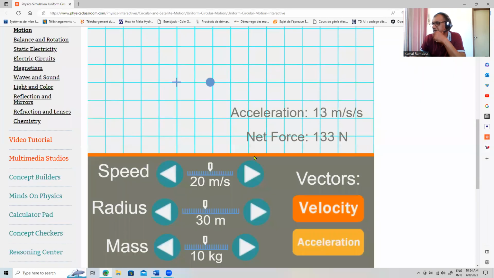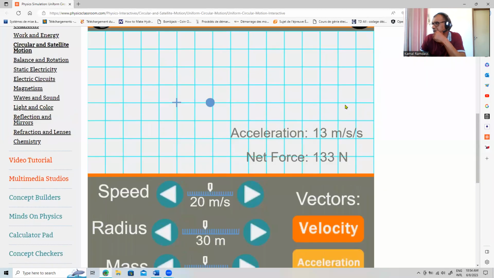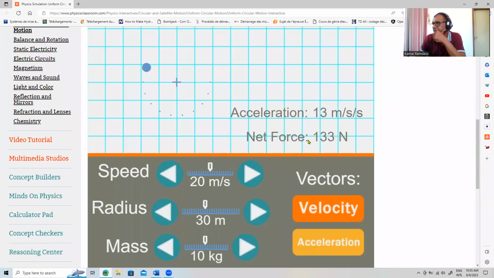Nous pouvons dire que, si on augmente la masse, la force va augmenter pour garder le même type de circular motion. Correct? Et la force va augmenter d'une façon proportionnelle. Et dans ce cas-là, 10 kg, c'est 133 newtons, 20 kg, bien 266 newtons, 267 newtons. Okay.